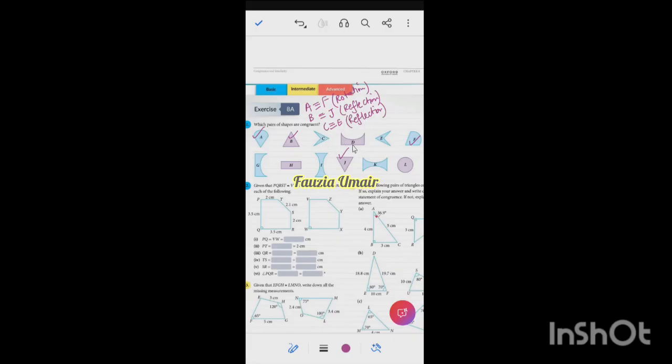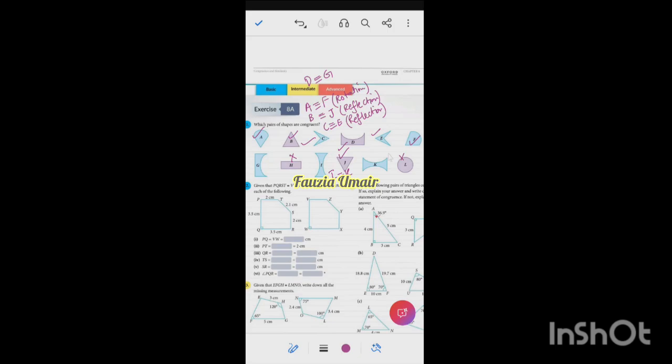Now what about D? Is D congruent to any other figure? G. D is congruent to G. Very good. What can be the movement? It is rotation. We have done all of these. What about H? Is H congruent to any other figure? No, I cannot find any rectangle. So is I congruent to any other figure? K. Okay. So what about L? L does not have any similar figure. Not similar, exactly the same. Okay, so this is how it will work.